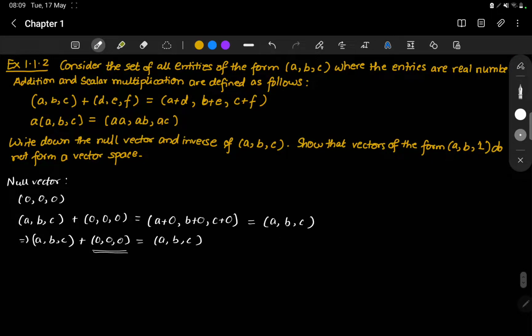Then it says find out the inverse. Now inverse. So let us say that we have a vector a, b, c, and then we propose the inverse for this vector to be minus a, minus b, minus c. Now how can we be sure that this is the inverse? Again, let us add the vector to its inverse and see what we get.